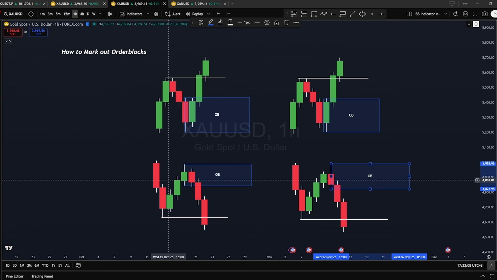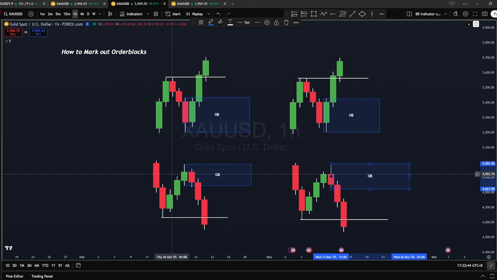But always remember this: order blocks are part of a subset. What subset am I talking about? Supply and demand. Areas to buy or areas to sell. Demand and supply zones are areas to buy and sell. Order blocks are part of that. This is one concept that you can use to identify a demand or supply zone. Every single order block is a demand or supply zone, but not every supply demand zone is an order block.